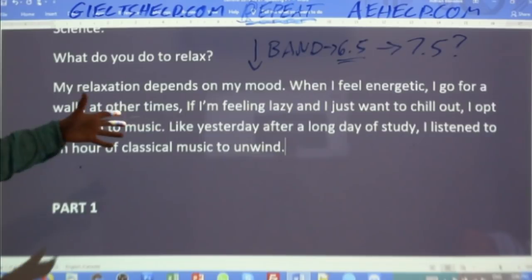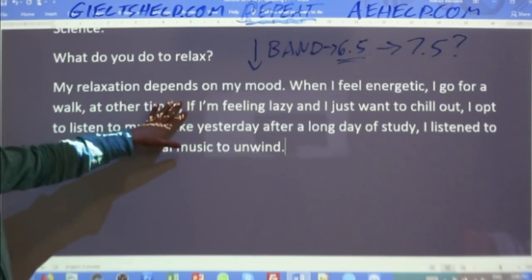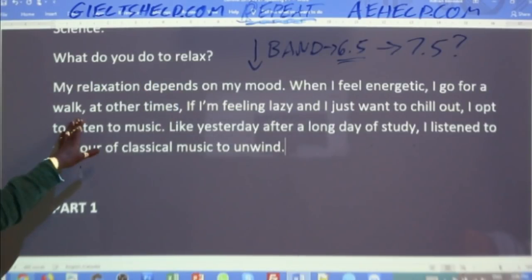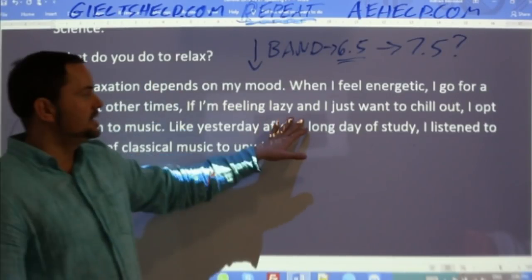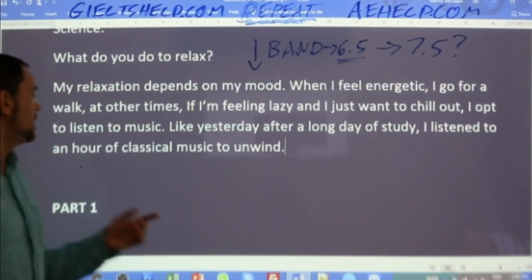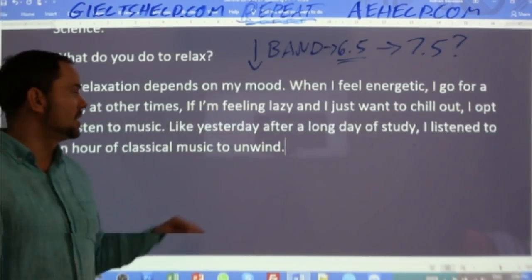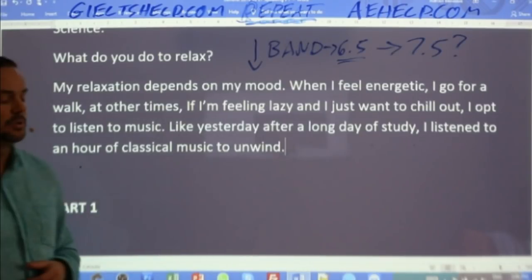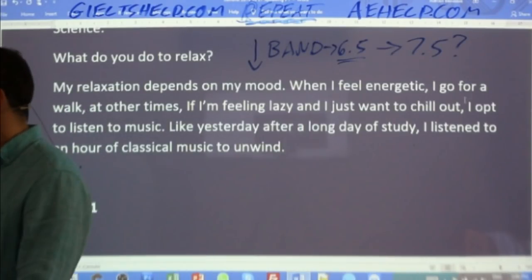This is what I wrote. Repeat after me. My relaxation depends on my mood. When I feel energetic, I go for a walk. At other times, if I'm feeling lazy and I just want to chill out, I opt to listen to music. Like yesterday, after a long day of study, I listened to an hour of classical music to unwind. Okay? If you can spit that all out in one go, great.